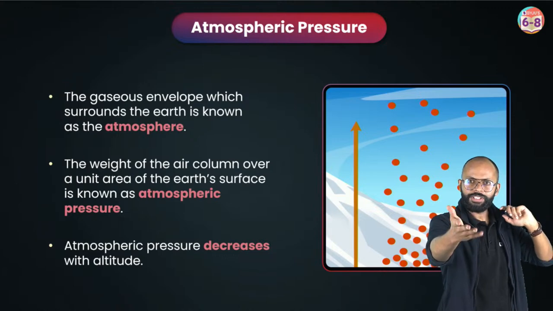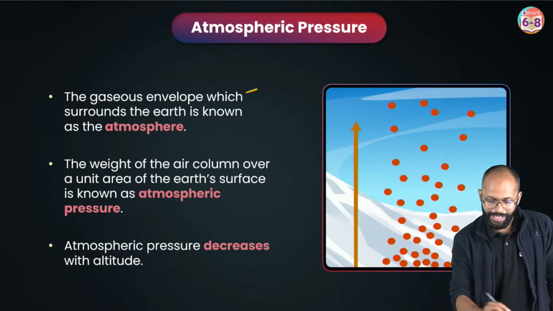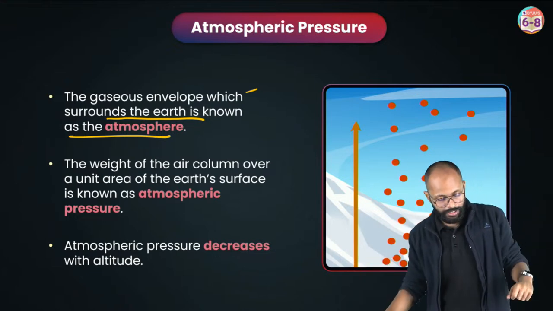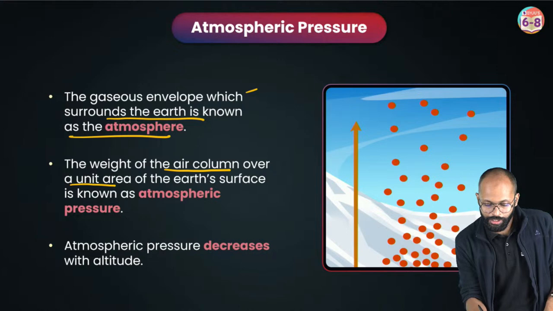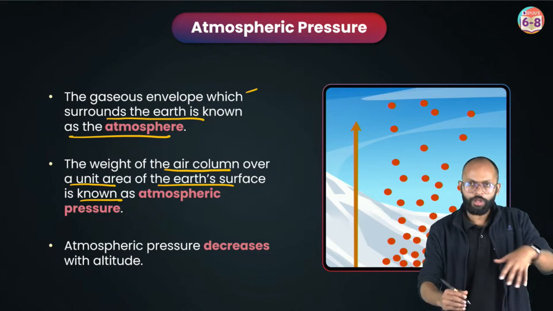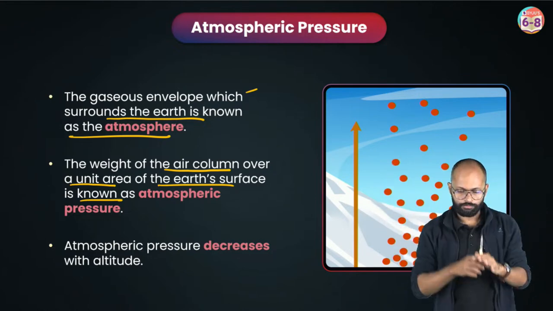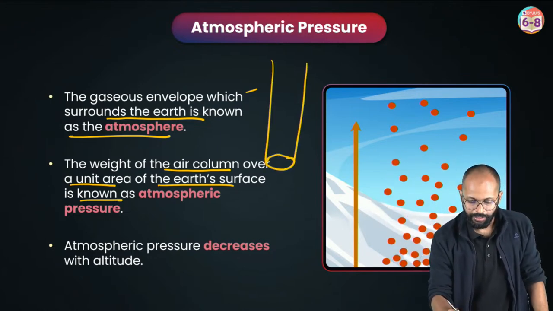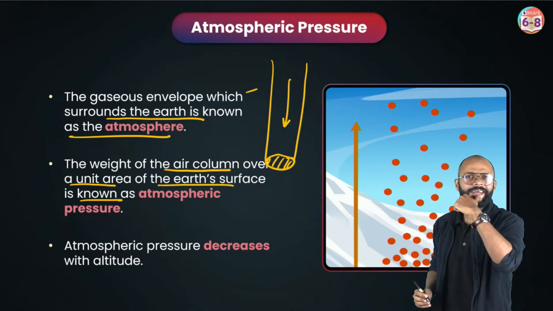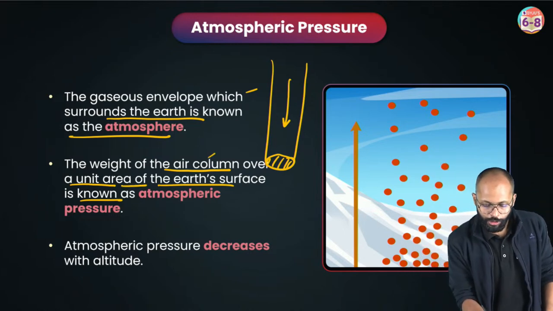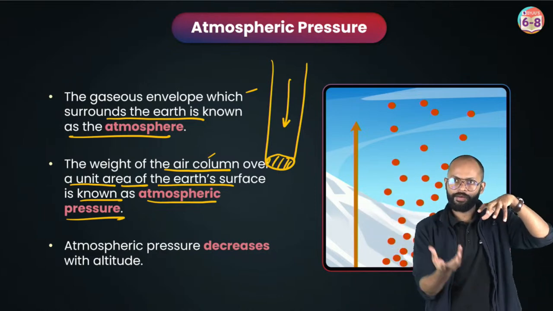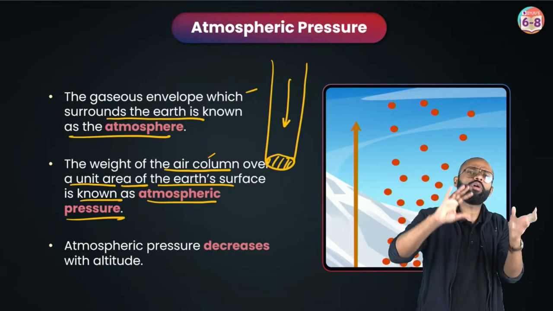Will this air not apply pressure? It will apply pressure, right? So, the gaseous envelope which surrounds the earth is known as the atmosphere. What is around the earth? It is the atmosphere. The weight of the air column over a unit area of the earth's surface is known as atmospheric pressure. If I take a column of air, the weight of this air divided by the area it acts on, that is what we call atmospheric pressure, right?